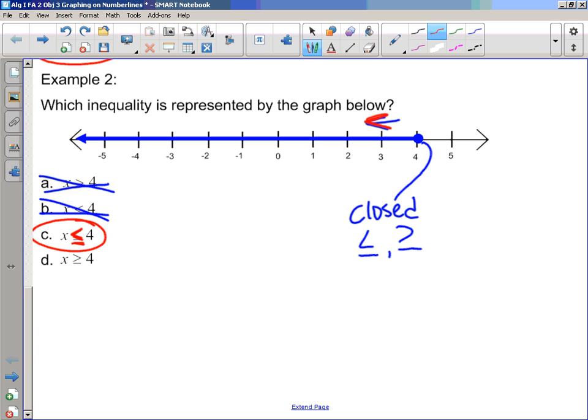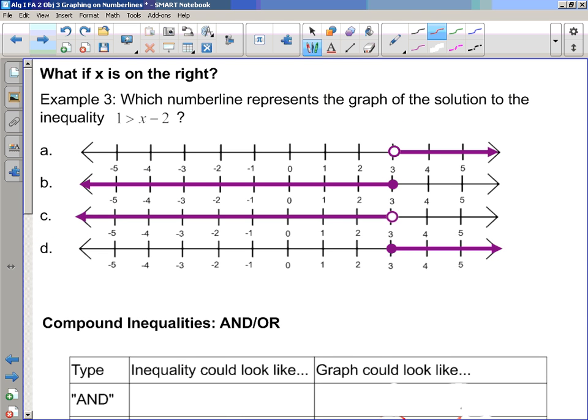Okay, so if you understand open and closed, what that means, and understand how the direction it's going is connected to the inequality symbol, then you can probably match it up just fine. Now what if you've got a question where x is not on the left side, but on the right side? They're going to try and trick you that way. So let me do an example where we might have that happen.